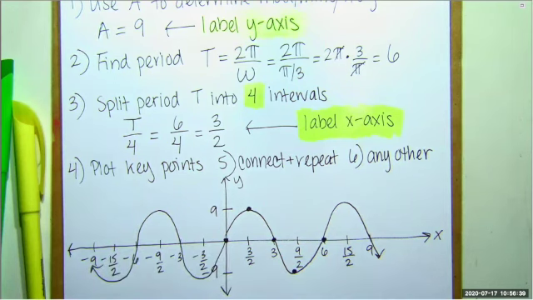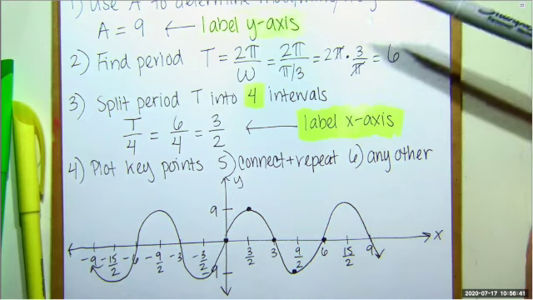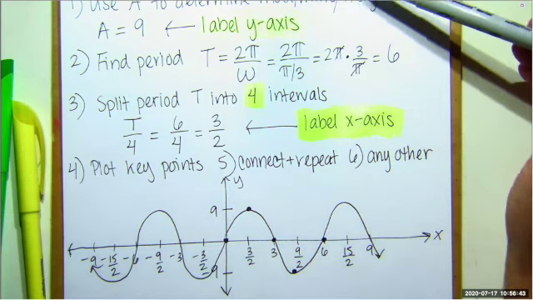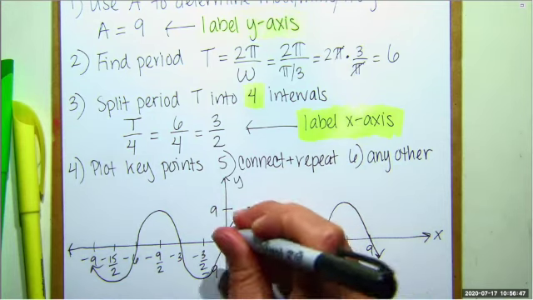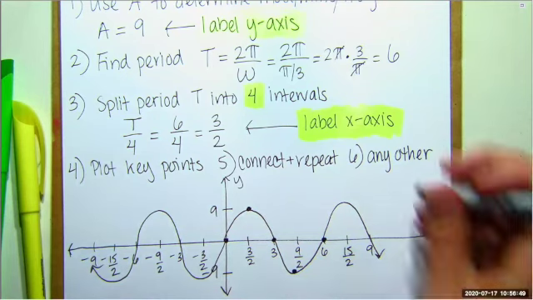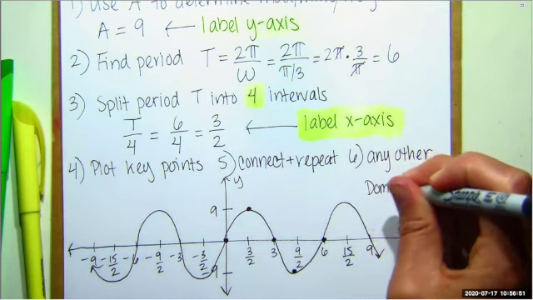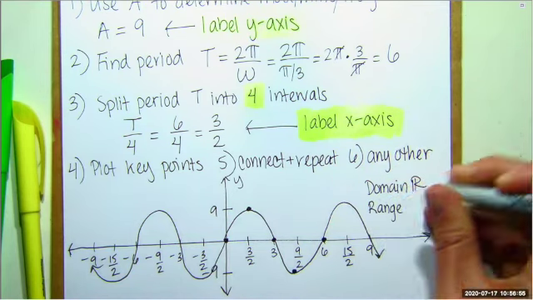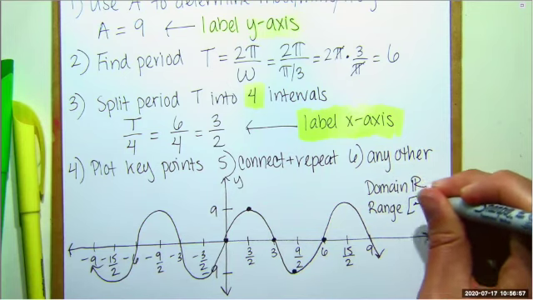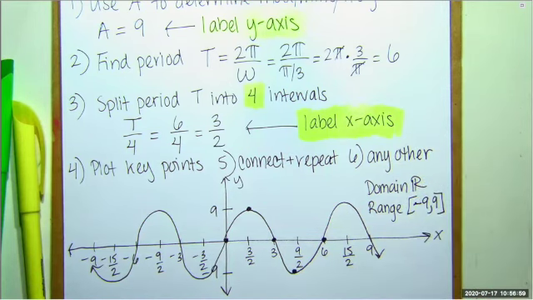And then step 6 is any other transformation. So if we happen to, at the end of this graph, have plus or minus some number or reflection, we would do that last. So there's our graph. You notice here our domain is always going to be all real numbers for sine and cosine. The range, the y values we actually hit, we hit from -9 up to +9.